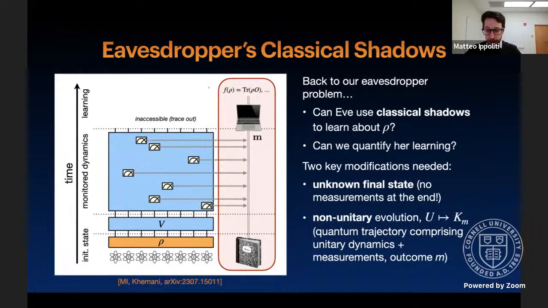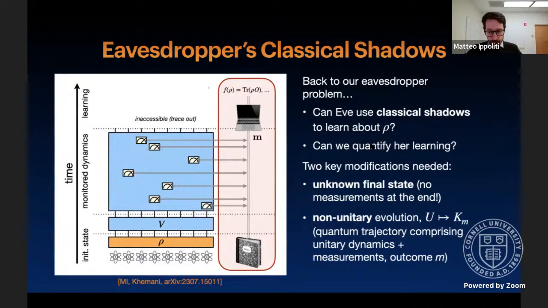All right, so back to our eavesdropper problem. The idea is that now Eve, this eavesdropper character, is trying to use classical shadows to learn properties about the quantum state rho. Within classical shadows, there are various ways of quantifying the ability to learn. In particular, there are quantities you can compute that tell you how many experiments you need to learn a given quantity within accuracy epsilon. So that's what we're after.